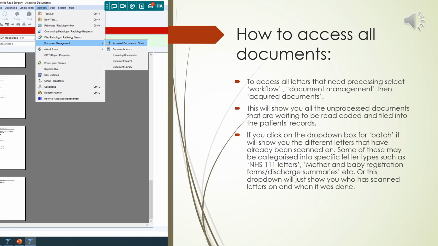To access all letters that need processing, select Workflow, Document Management, and then Acquired Documents. This will show you all the unprocessed documents that are waiting to be read-coded and filed into the patient records. If you click on the drop-down box for Batch, it will show you the different letters that have already been scanned on. Some of these may be categorized into more specific letter types, such as NHS 111 letters, mother and baby registration forms, discharge summaries, and so on. Or this drop-down will just show you who has scanned the letters on and when it was done.